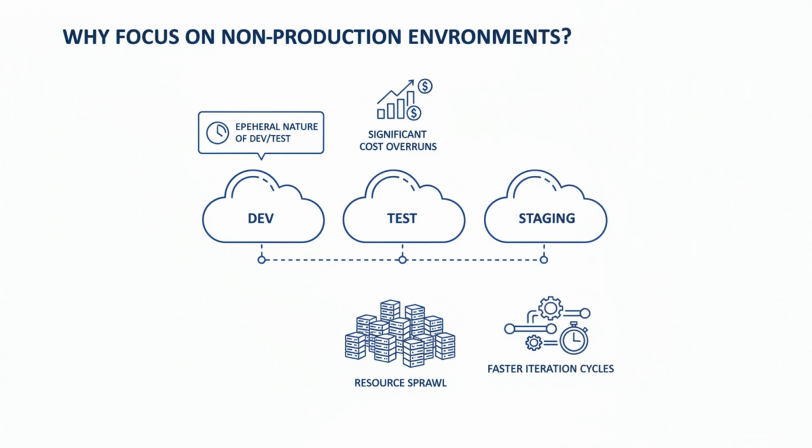Our primary focus today is on non-production environments. Why? Because these environments, development, testing, staging, are often characterized by their ephemeral nature. They are spun up for specific features, pull requests, or testing cycles, and then, ideally, should be spun down. However, without automation, they tend to persist, leading to significant cost overruns. This uncontrolled growth is what we call resource sprawl. By automating teardown in non-prod, we not only cut costs, but also enable faster iteration cycles, as developers can confidently create and destroy environments without fear of long-term resource impact.